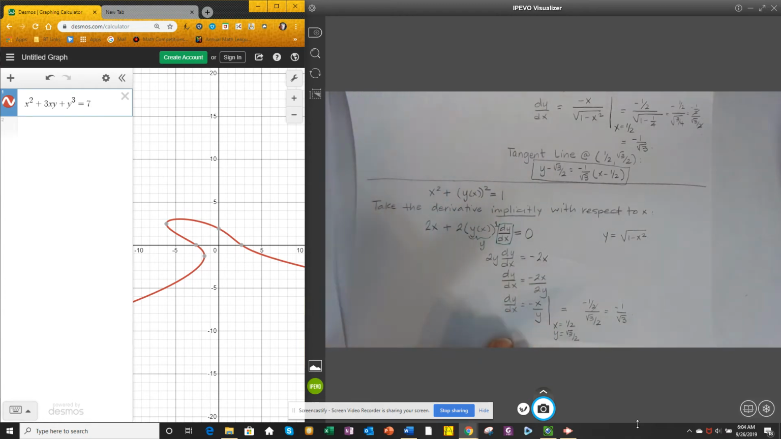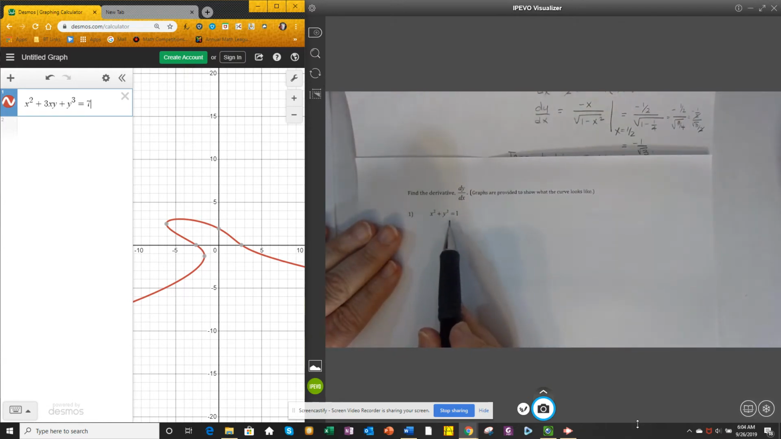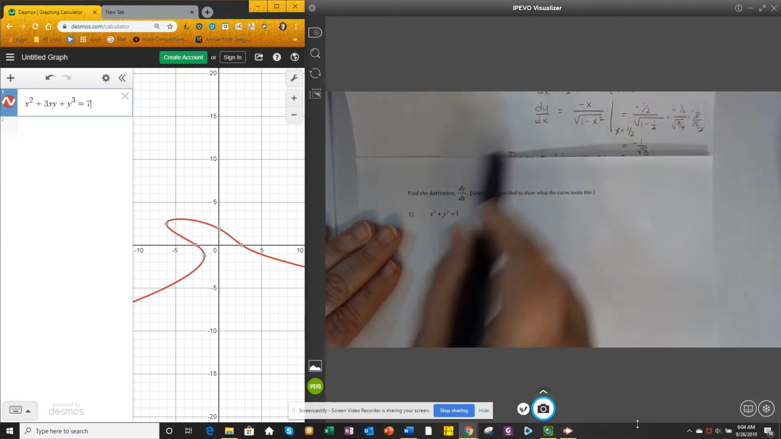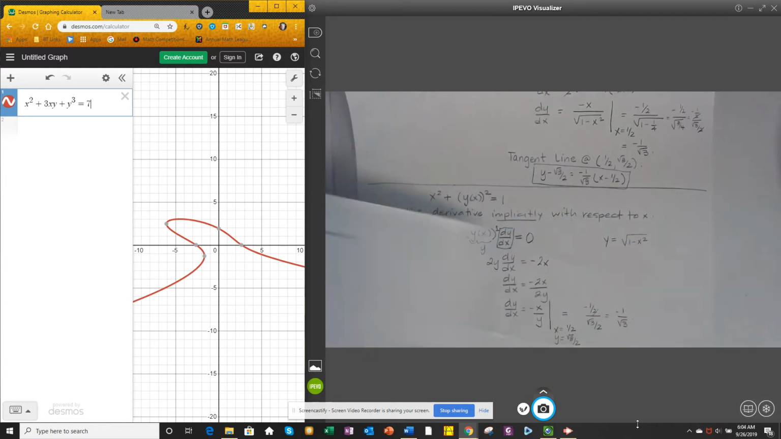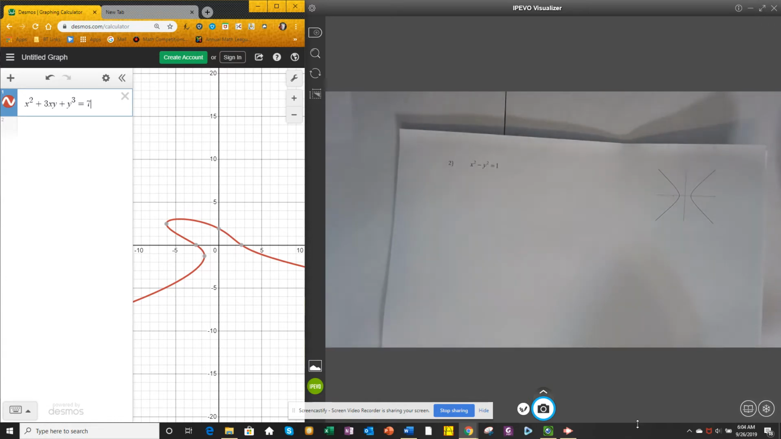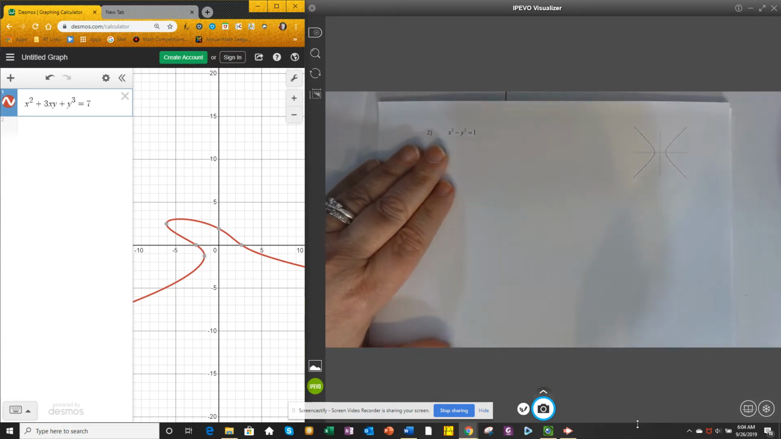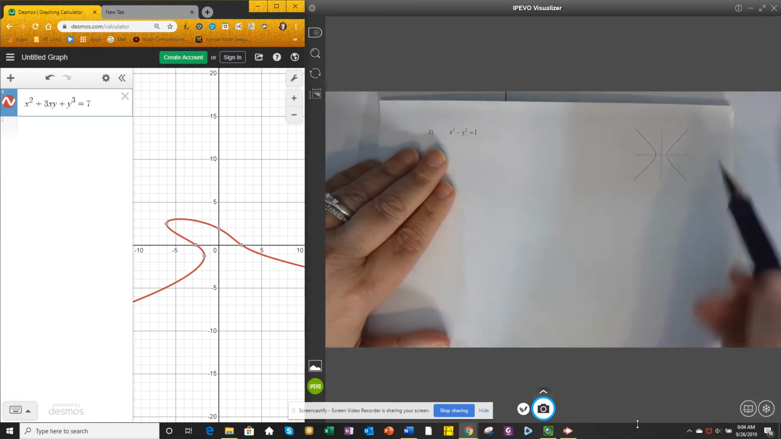Now, I'm going to do a whole bunch of examples from the packet. If you'll notice, number 1 in the packet is x squared plus y squared equals 1, which is what we just did. So I'm not going to do number 1, but I'll do number 2 and as many of these as I can. Okay, so let's do number 2. I know this is small, but this is a hyperbola in case we didn't know what the curve looked like.